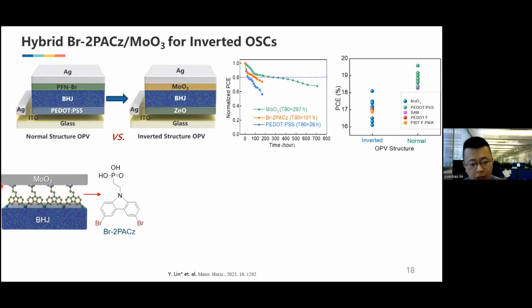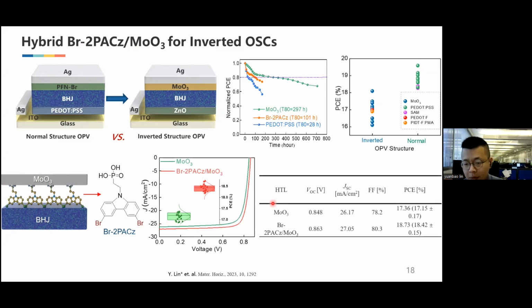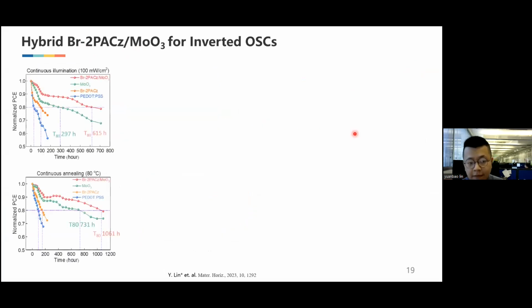So in my other work, I tried to put the Br-2PACz solution between the bulk heterojunction and molybdenum oxide. We call it hybrid bromide molybdenum oxide because we cannot determine if it is a self-assembled monolayer. So we call this a hybrid molybdenum oxide and Br-2PACz HTL. As a result, the VOC slightly increased and the fill factor also slightly increased as compared to molybdenum oxide only. We also tested the lifetime of this material. As we can see, the T80 lifetime with continuous measurement can increase to around 650 hours, and the annealing stability also increased a lot.